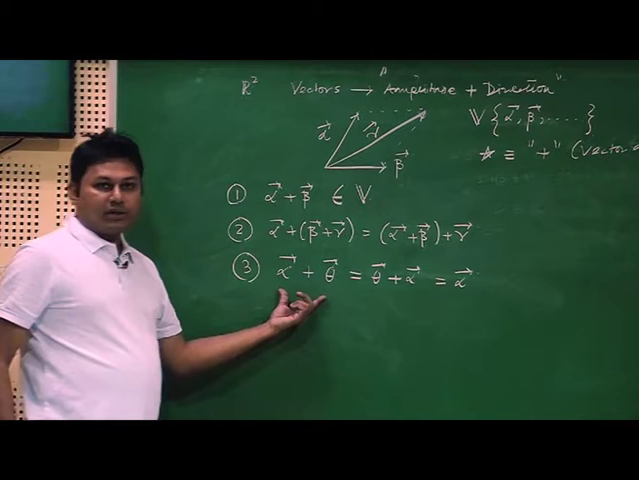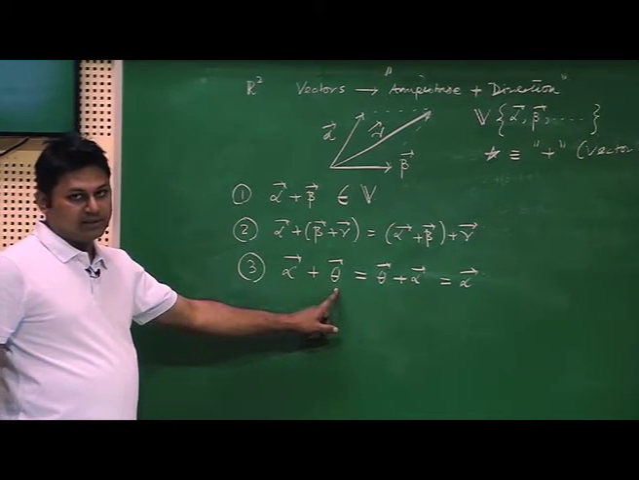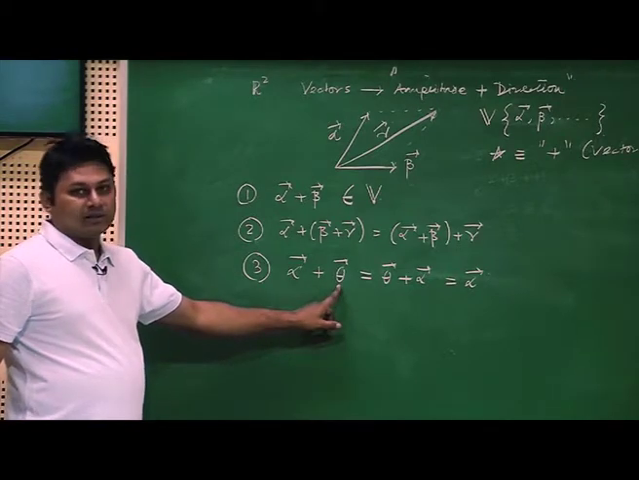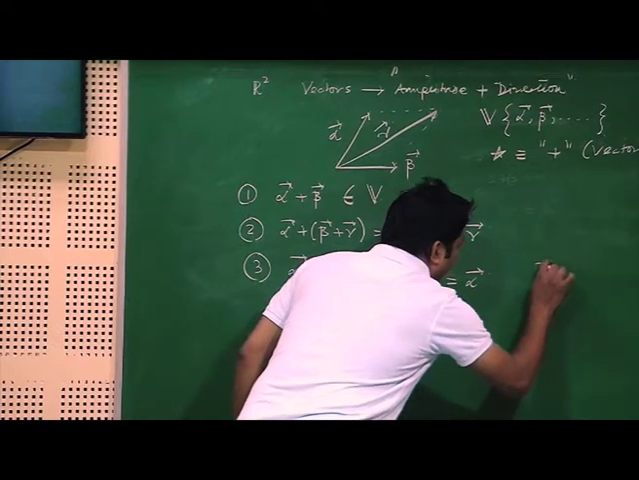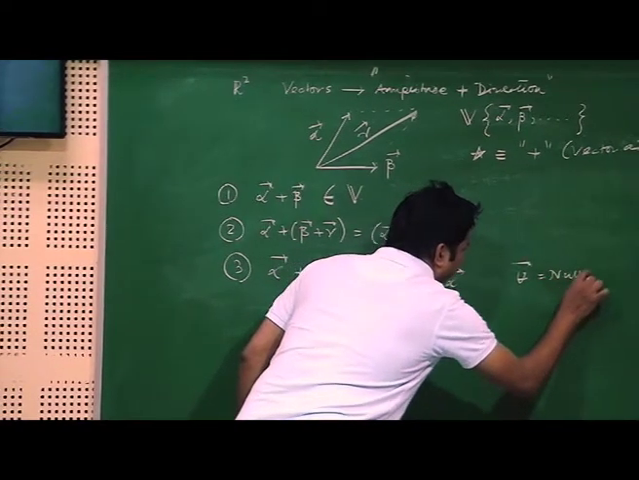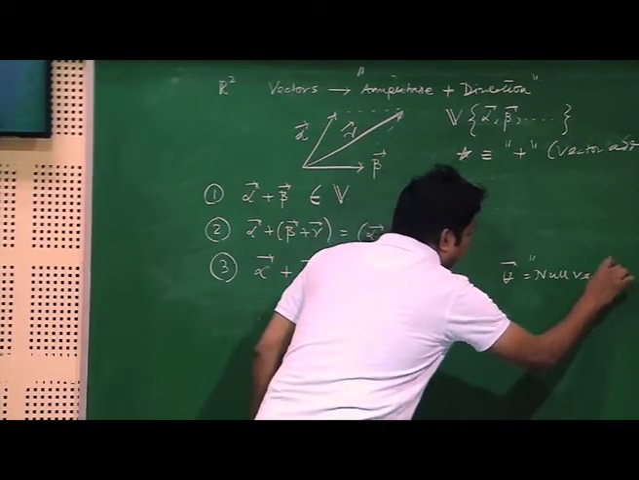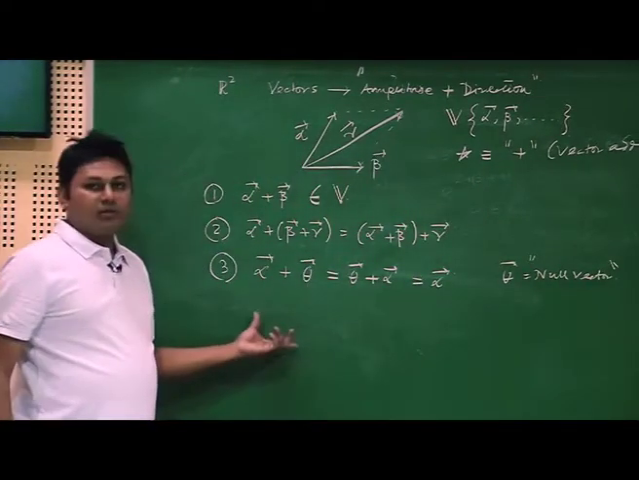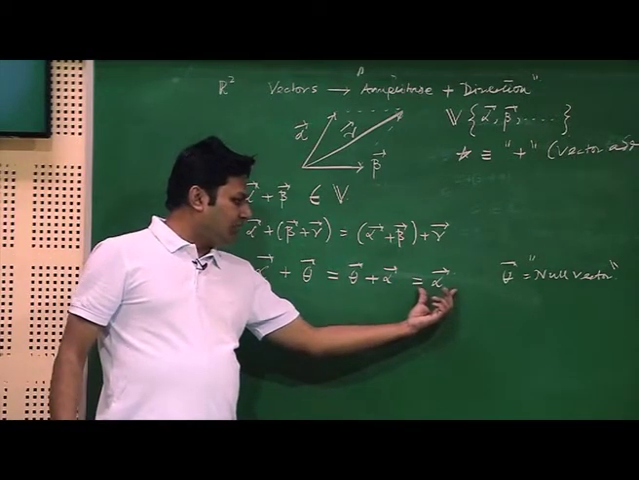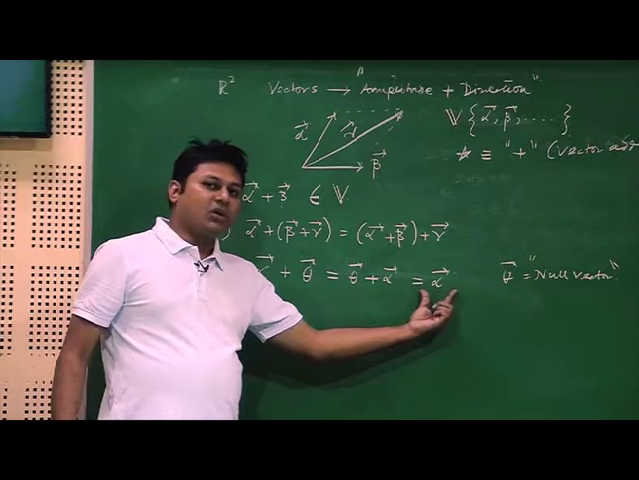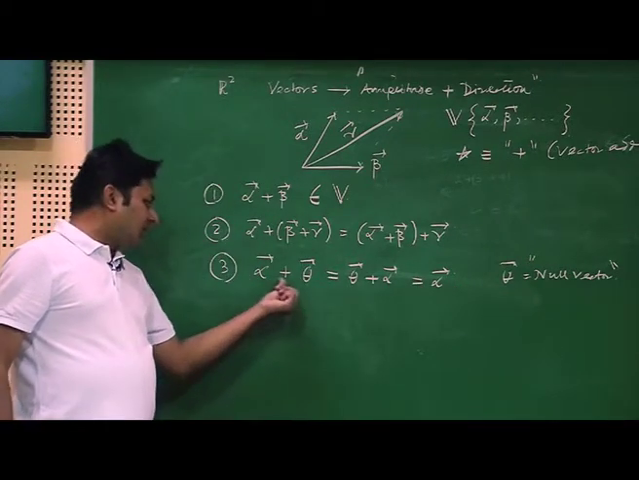Third property, very important. Alpha is a vector, theta is what kind of vector? It is basically a null vector. We know that there is something called a null vector. Here theta is the null vector. It is a special kind of vector which has direction but zero magnitude. If I add these two things, whatever I get is just the original vector. So that means here the null vector is my identity under this vector addition.